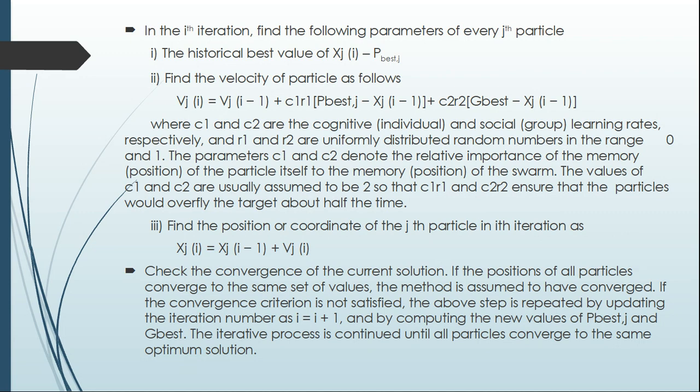We'll find the position of each particle in the ith iteration by using the velocity of the particle in the ith iteration. Now we'll check the convergence of the current solution. If the positions of all particles converge to the same set of values, the method is assumed to have converged. If the convergence criterion is not satisfied, the above step is repeated by updating the iteration number as i = i + 1, and by computing the new values of Pbest and global best, the iterative process is continued until all the particles converge to the same optimal solution.